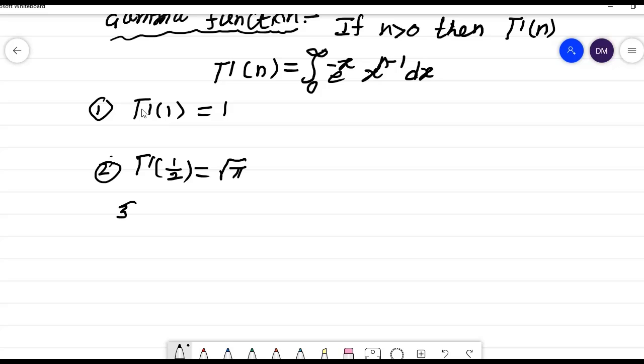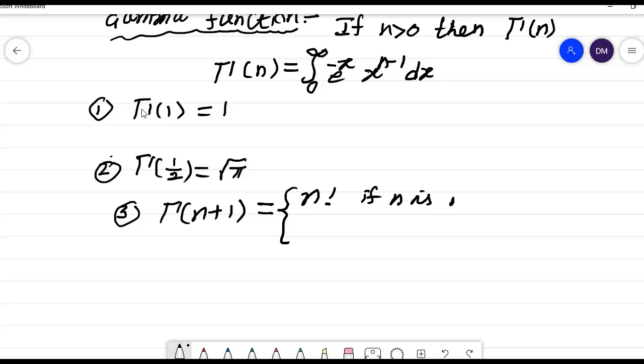The third one is gamma of n plus 1. Gamma of n plus 1 is equal to n factorial. Gamma of n plus 1 value is n factorial if n is a non-negative integer.